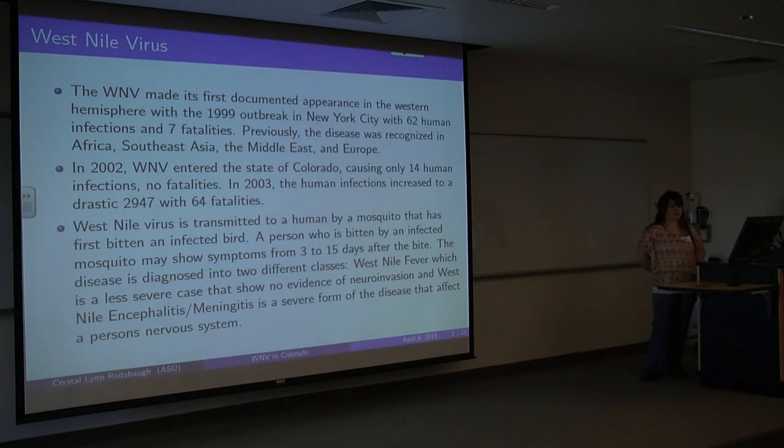You've got West Nile fever, which is not so severe. You've got the meningitis symptom, which can affect the person's nervous system. You've also got clinical, where you just go to the doctor, you get tested for it, and you just leave the same day. It's almost identical to the West Nile virus fever. It's just that clinical cases are considered to be actually documented.